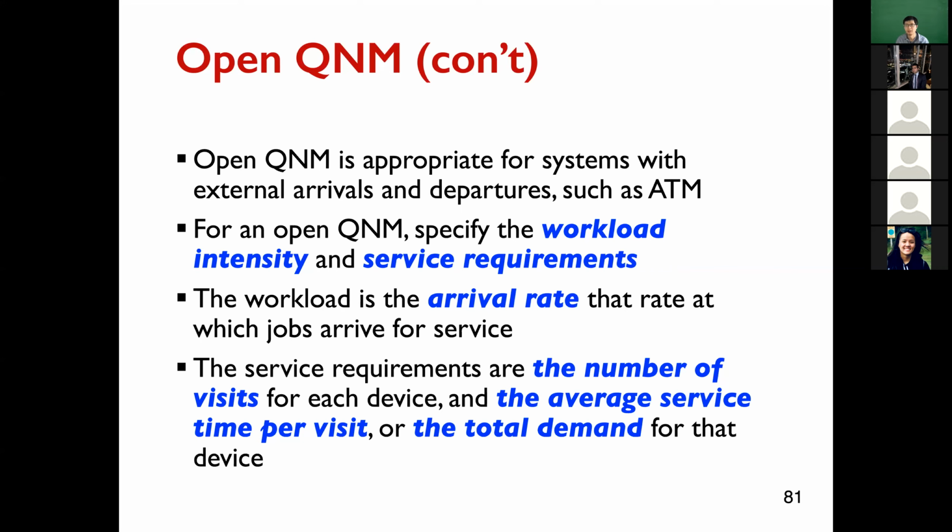So what is a workload? Workload is the same as arrival rate. It is the rate at which jobs arrive for service. What is a service requirement? You can either specify the number of visits and the average service time per visit, because for one request there may be multiple visits to one server or computing device. For example, when you search something on Google, you may visit the CPU 100 times. You can either give the number of visits for each device and the average service time per visit, or just give the total demand for a device, which is the total time on this device for this request.